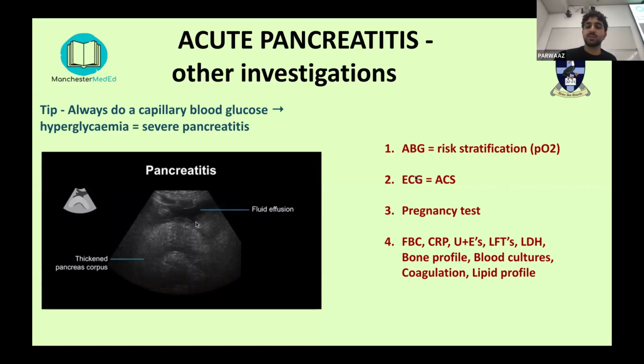Okay, so just remember these things for OSCEs. You don't need to remember all of them. They're just really good things to say when an examiner asks you, what would you do next? And you already know the Glasgow score.